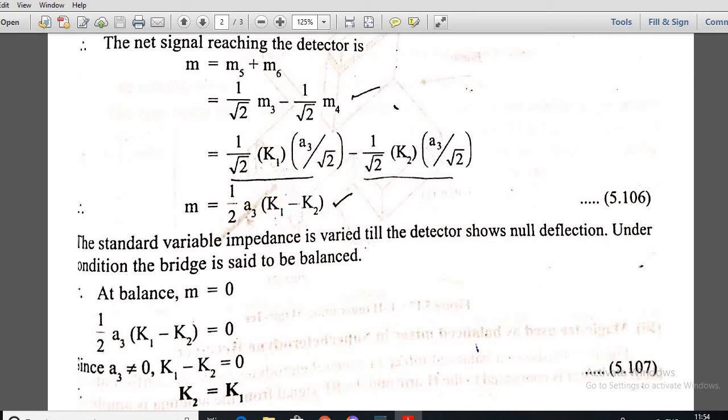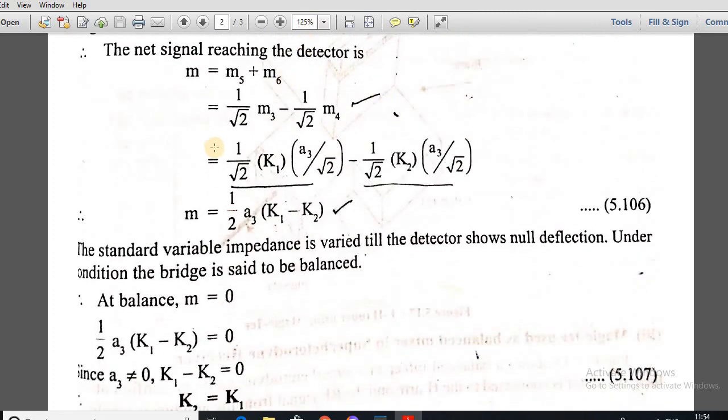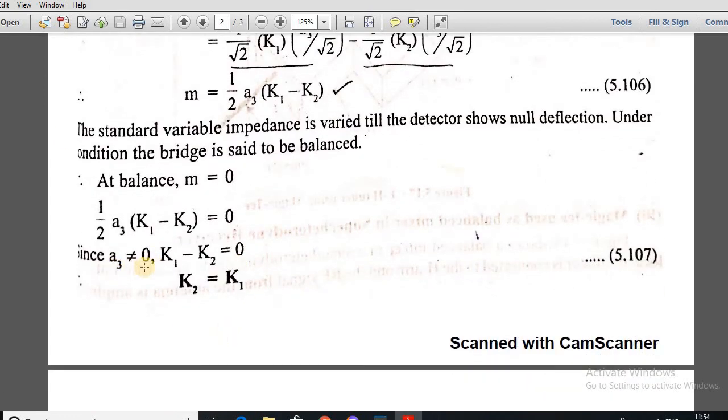Okay. Now what is A3? A3 is the input which is fed from port 3. So it cannot be equal to 0. So A3 is not equal to 0. Since A3 is not equal to 0, in this expression we can say K1 minus K2 is equal to 0, or K1 equals K2.